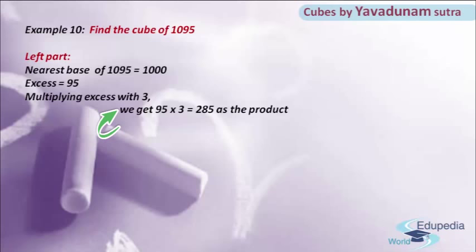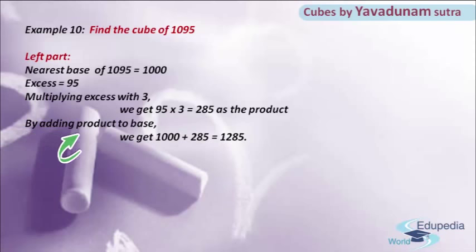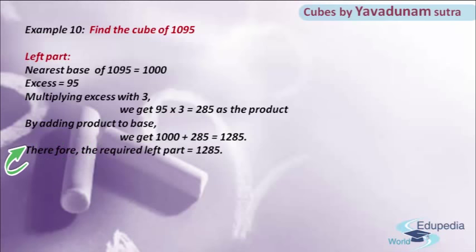After getting this product, we have to add this product to the base. So 1000 plus 285 is equal to 1285. And this 1285 is regarded as the required left part.